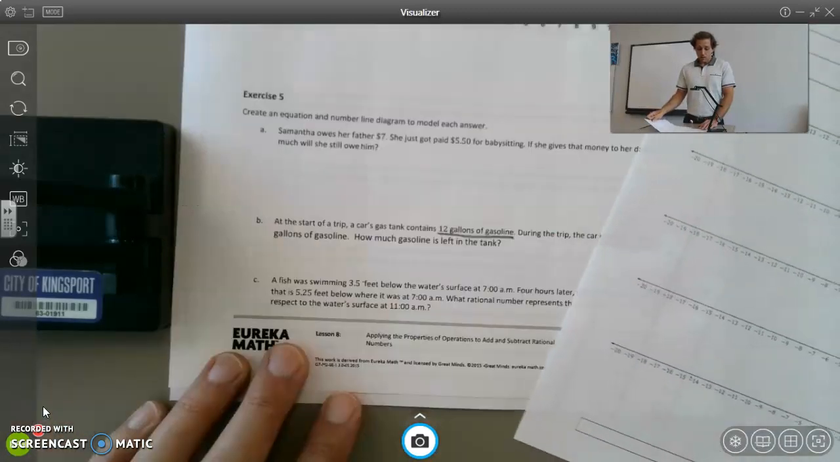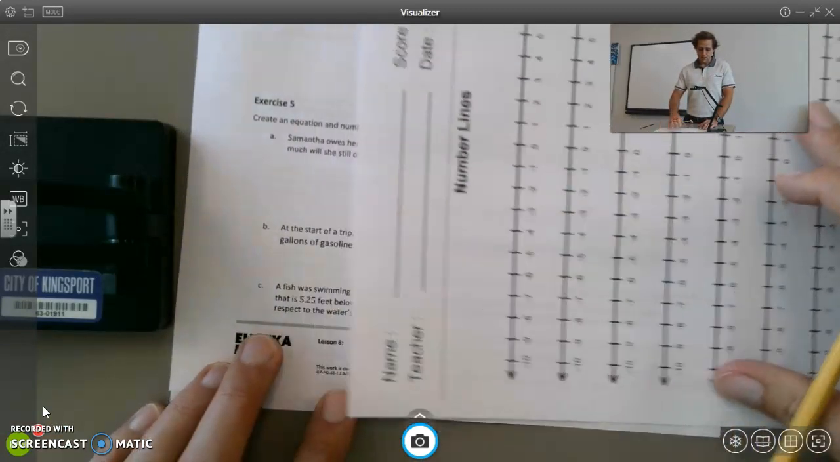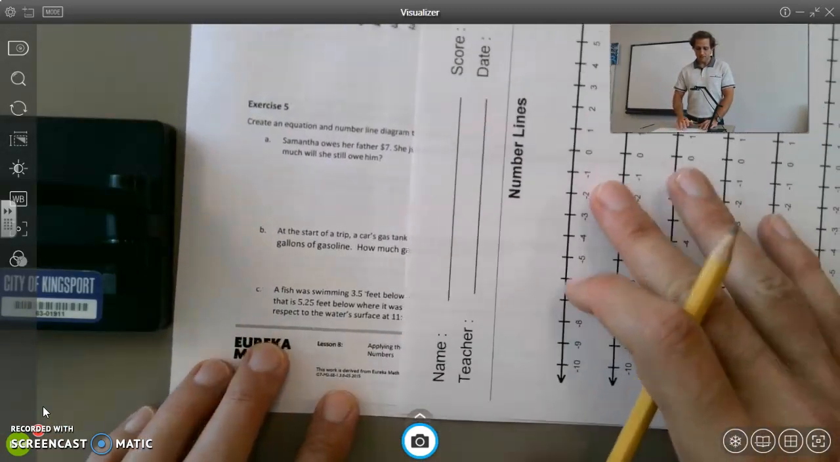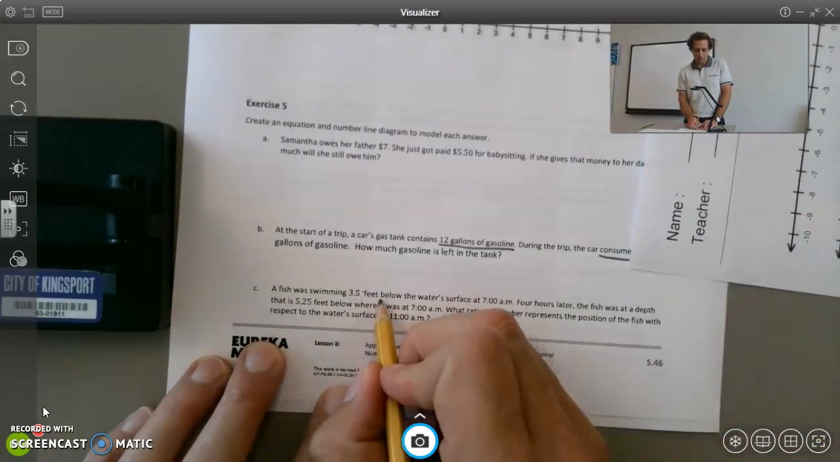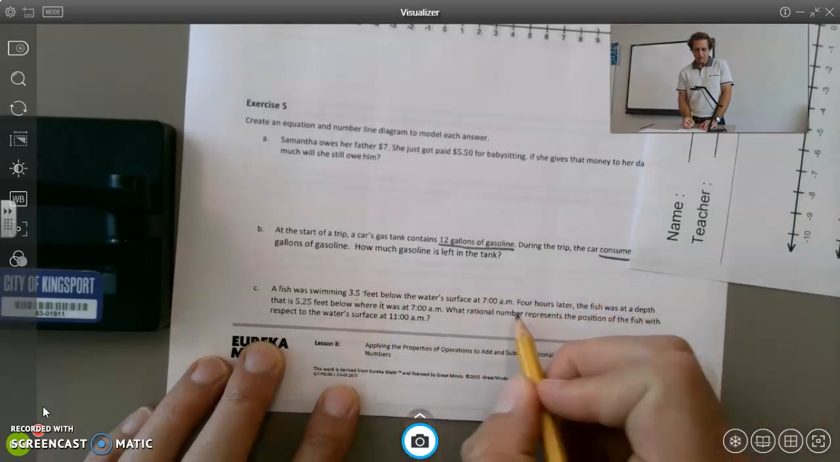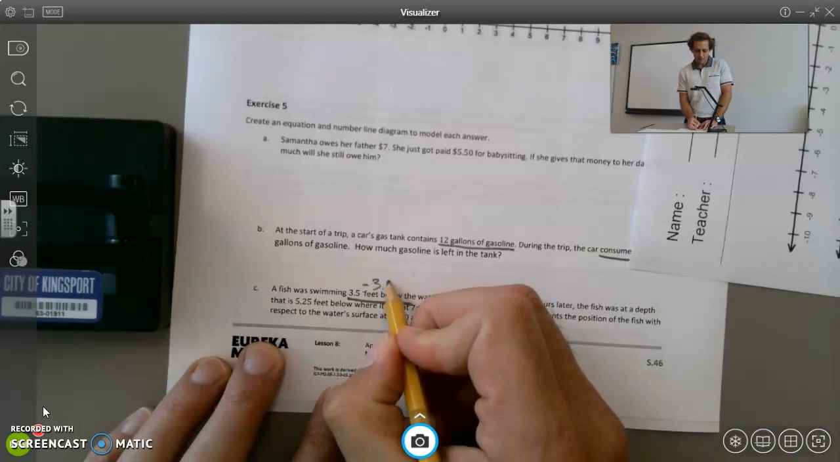All right, the last problem here. This one actually would work best with a vertical number line. Let's just turn one of these sideways and make it vertical. It says a fish was swimming 3.5 feet below the water surface at 7 a.m. That's negative 3.5.